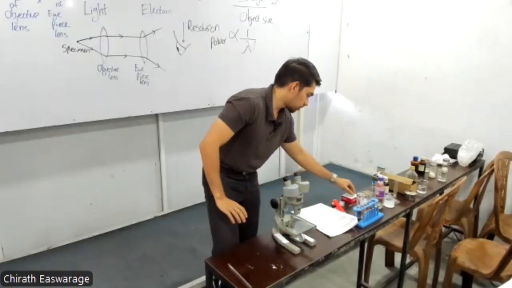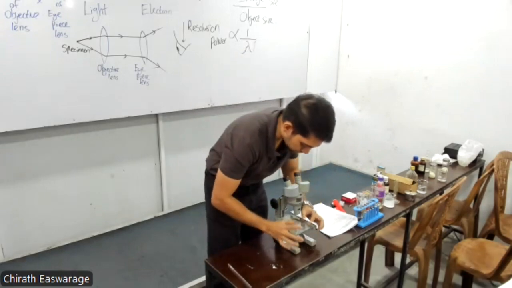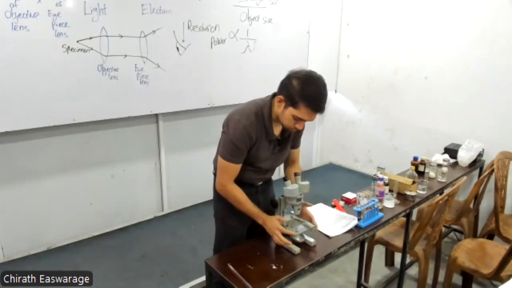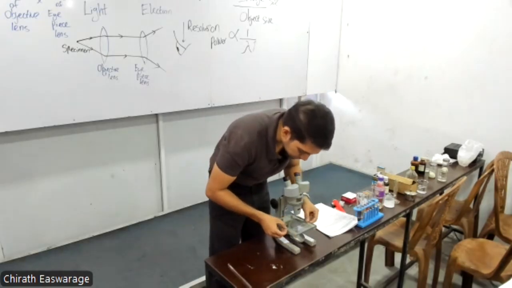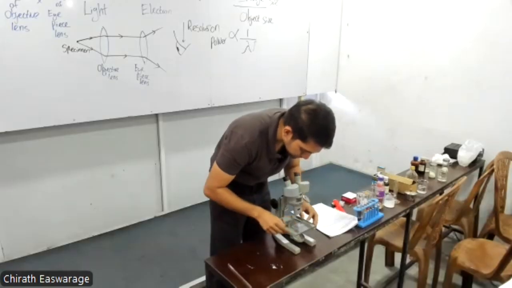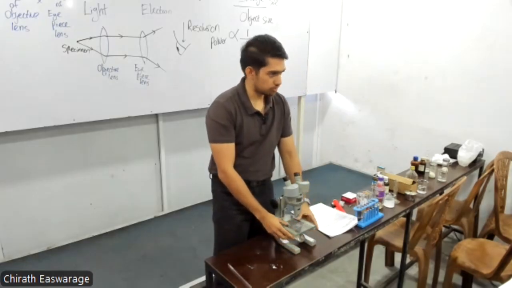What is this? This is the place where we mount what we need to observe, where we mount a specimen. It's called the stage, right? This is the stage. And what are these? These are to hold the specimen in place like this. If this is the stage now, these are stage clips.